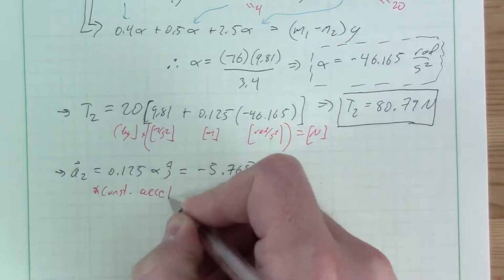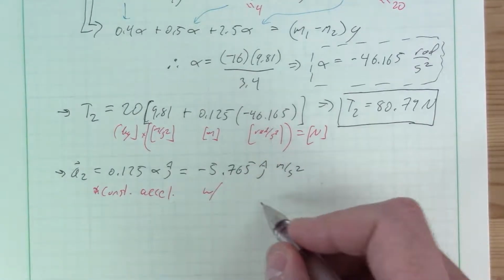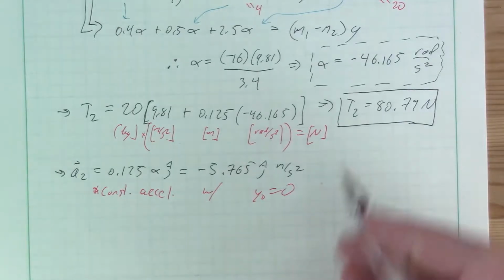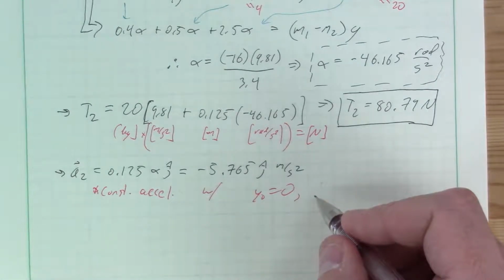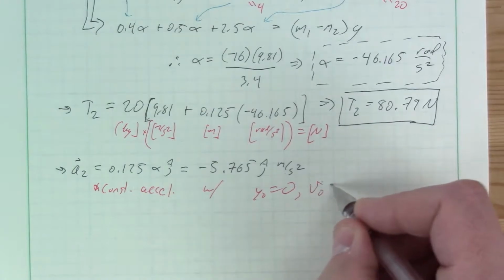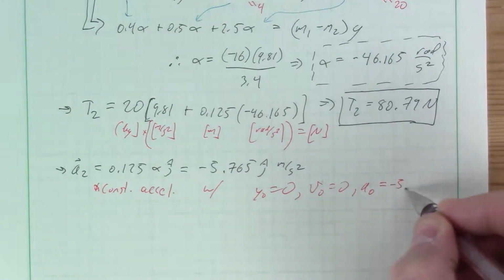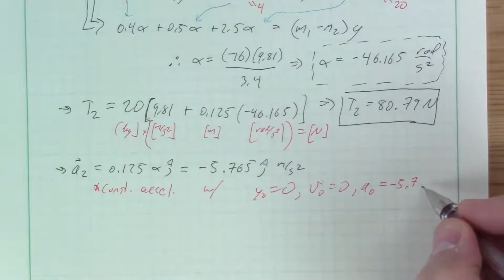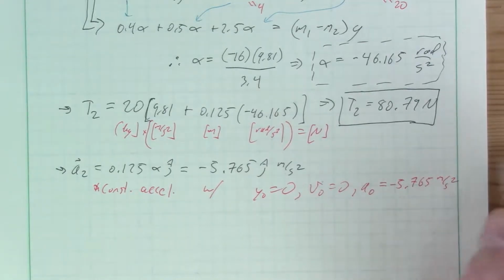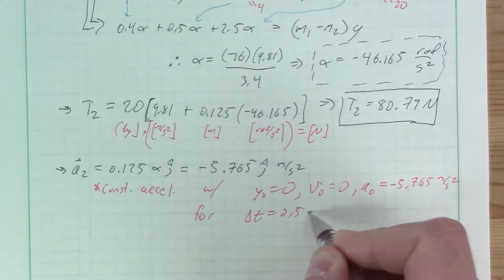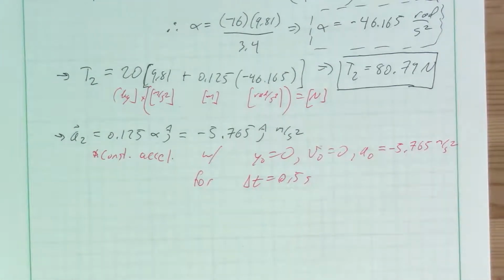Constant acceleration with, well, let's say it starts at y naught, because we're just looking at how far it falls. So start it at some zero datum level. It starts with initial velocity zero, as we start at rest, and now our acceleration is constant, negative 5.765 meters per second squared, and we want to do this for a change in time of half a second, right?